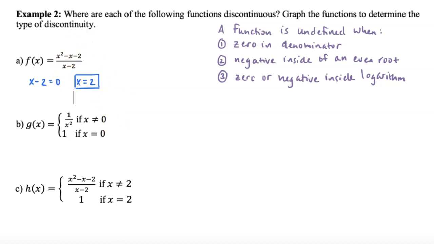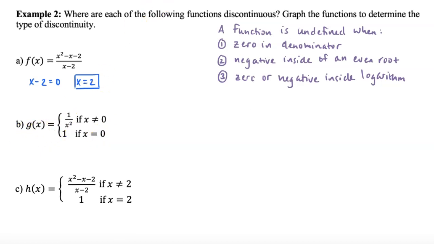Let's keep going because there can be multiple discontinuities. So can we get a negative inside of an even root? No, we don't have an even root. Can we get a 0 or negative inside of a logarithm here? No, we don't see a logarithm. So we only have one discontinuity at x equals 2.